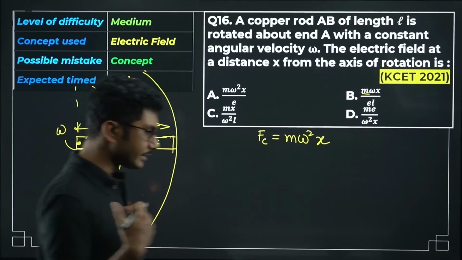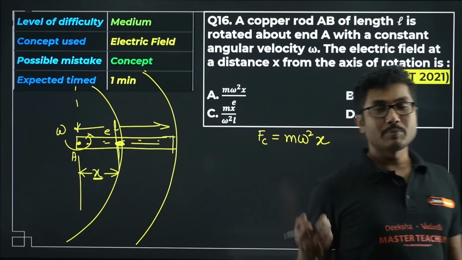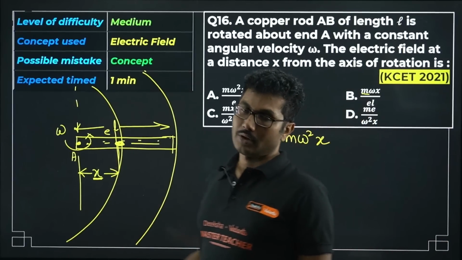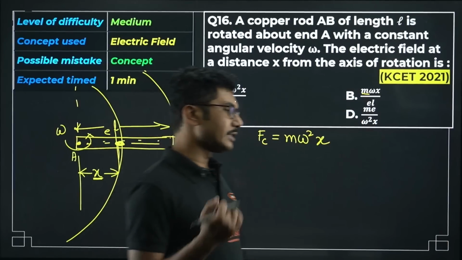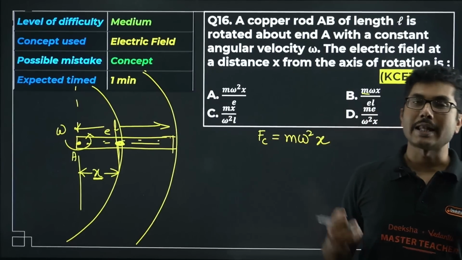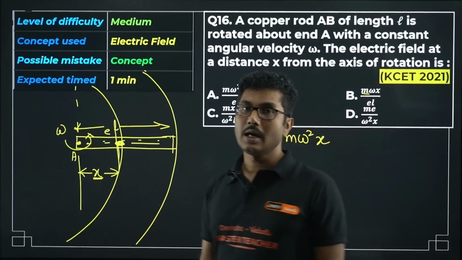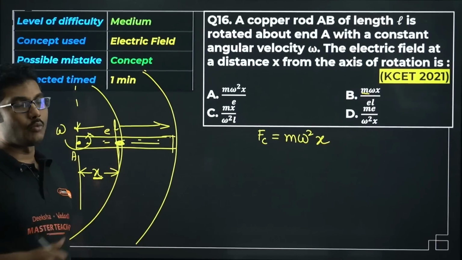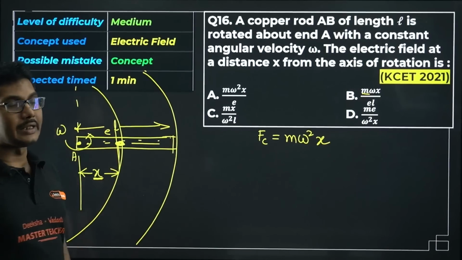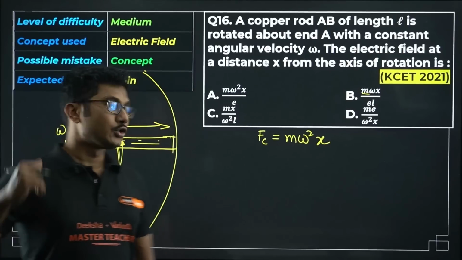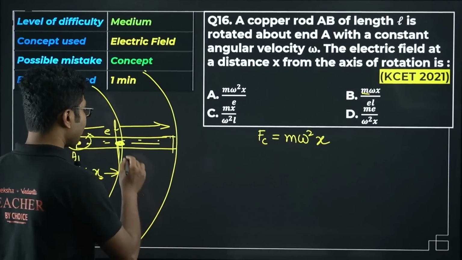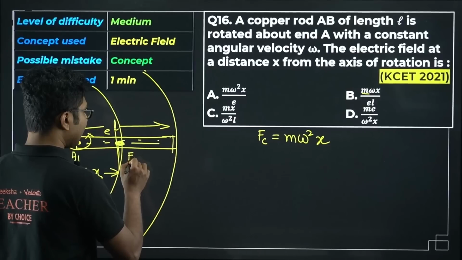Now centripetal force is something which has to be provided by some external agency. Centripetal force is required for rotational motion and it has to be provided by some other means. So what can provide the required centripetal force for this motion? Only one thing can provide it, that is the electric force.